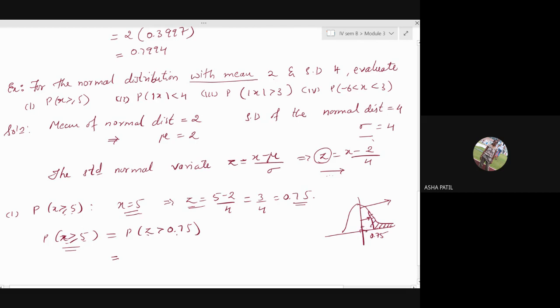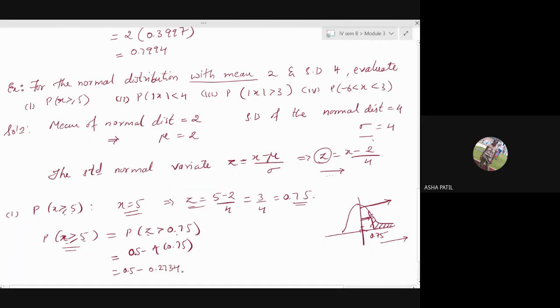What is to be done? Minus. Yes, 0.5 minus A of 0.75. Total area to the right side is 0.5. In that, we will subtract 0 to 0.75 so that we will get the rest of the area. See how much is A of 0.75. Check out the value. It is 0.27.